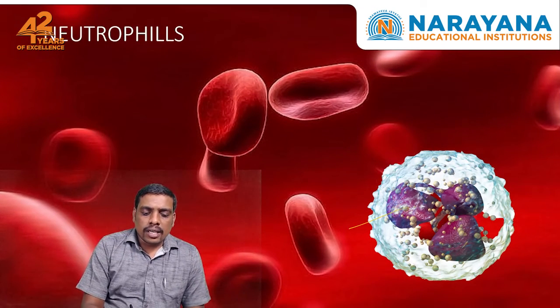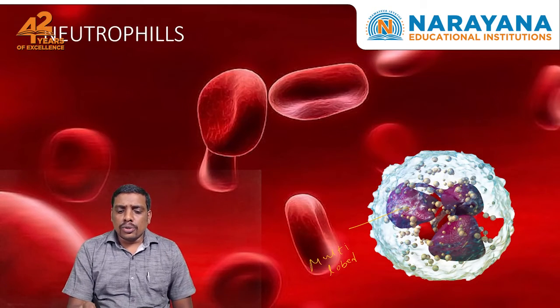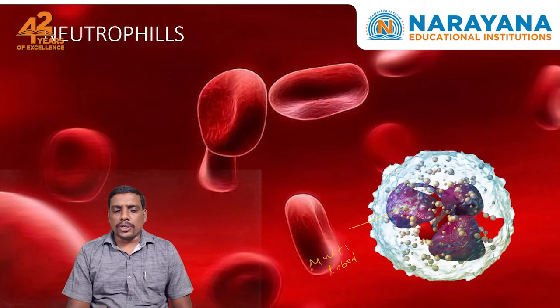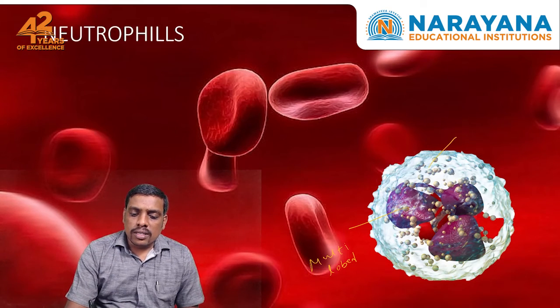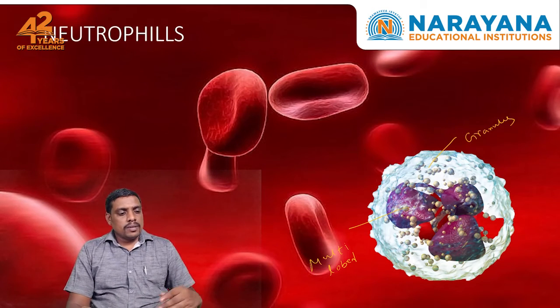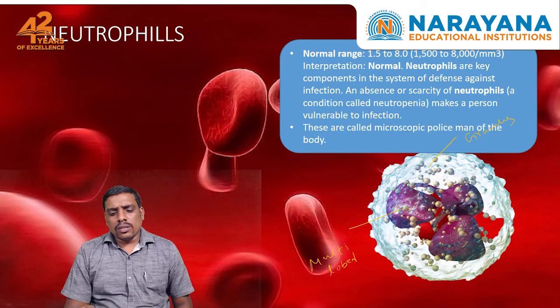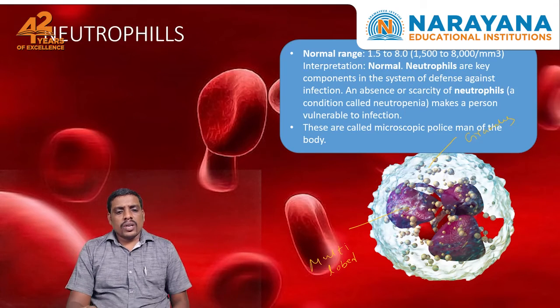Neutrophils are having a multi-lobed nucleus. The nucleus is divided into three major subunits. That is why it is called a multi-lobed nucleus. As usual, cytoplasmic granules are present here in the cytoplasm. The plasma membrane appears. And what are the characters of the neutrophils?